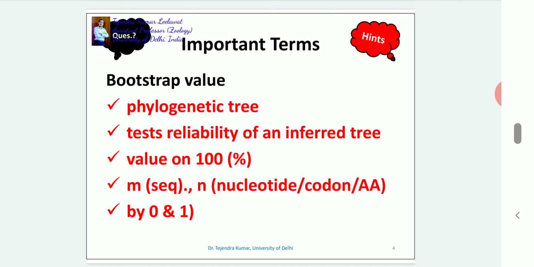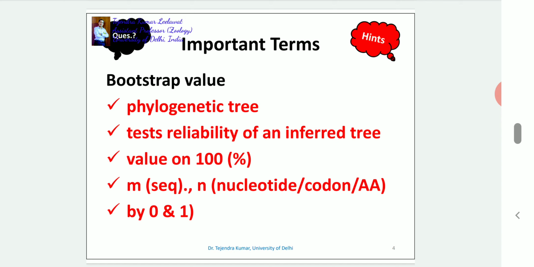This is how a phylogenetic tree is formed, and that is why the bootstrap value gives us some idea. Actually 0 and 1 are not bootstrap values. A bootstrap value is like a percentage, based on 100. It means how much your value is out of 100. And it tests the reliability of the inferred tree.